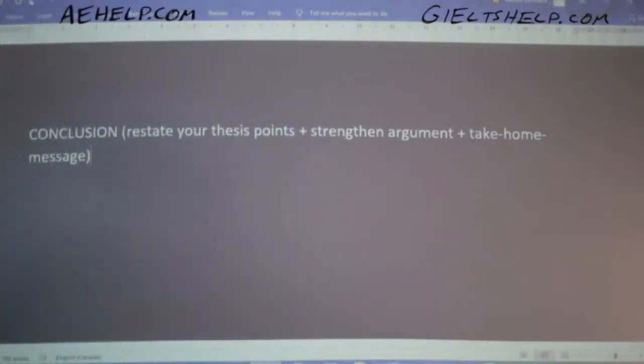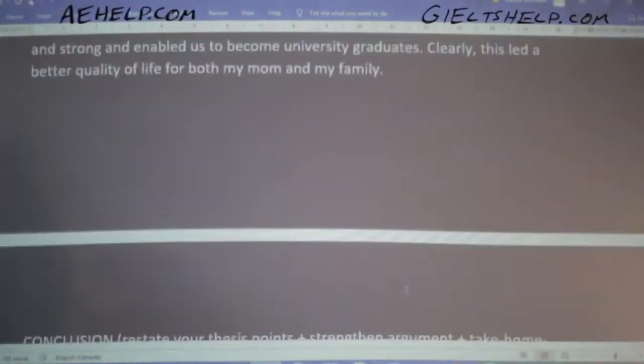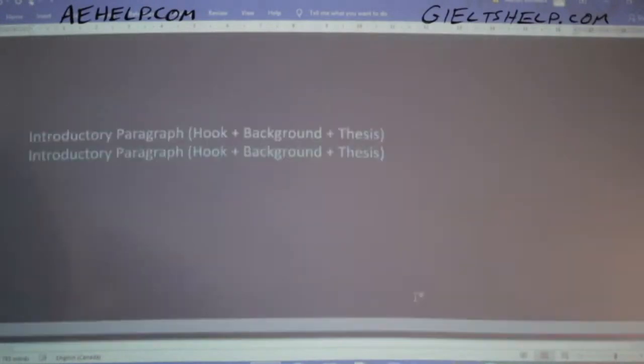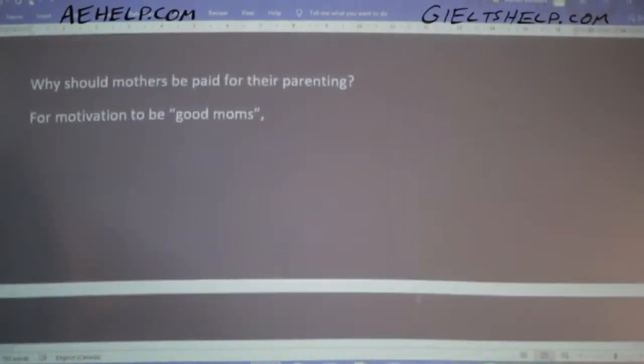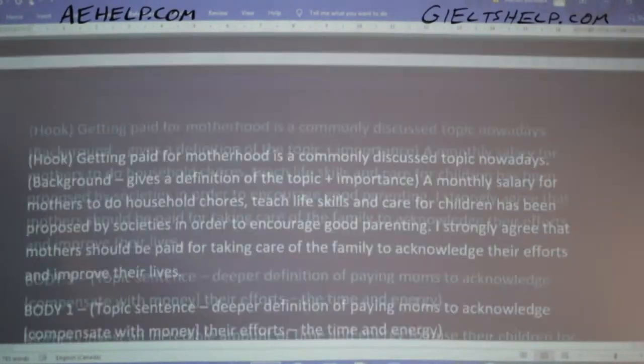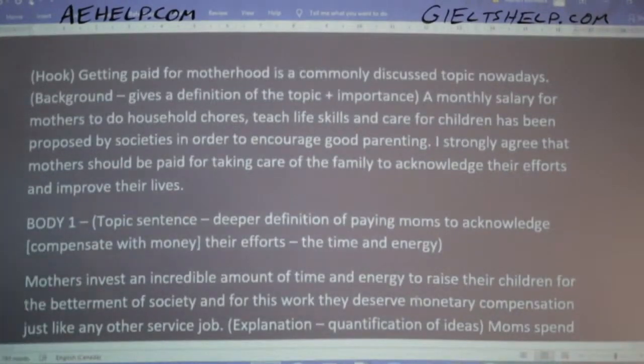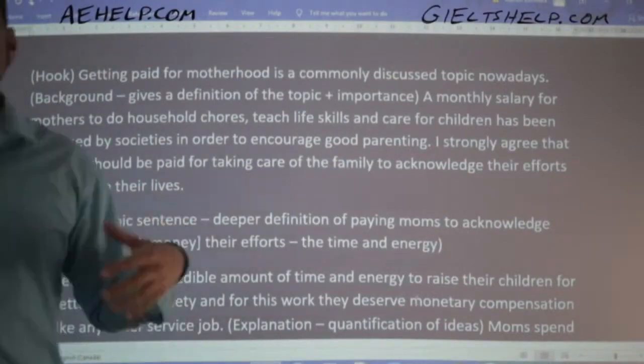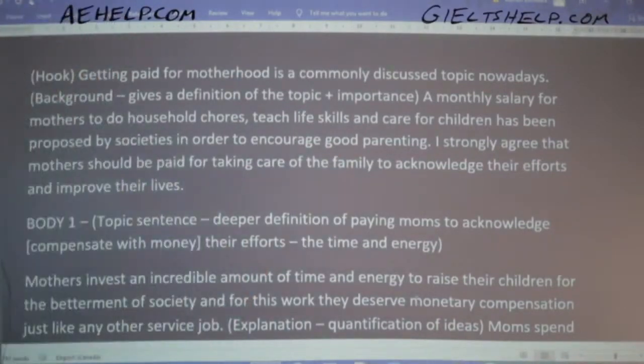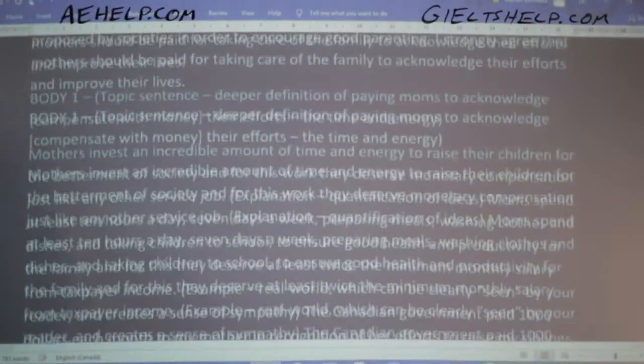Let me show you again here. So restating the thesis points. Okay, the thesis points are, whoa, a little bit too far, are acknowledging their efforts and improving their lives. Those are the thesis points. So now I'm going to paraphrase that. Okay.